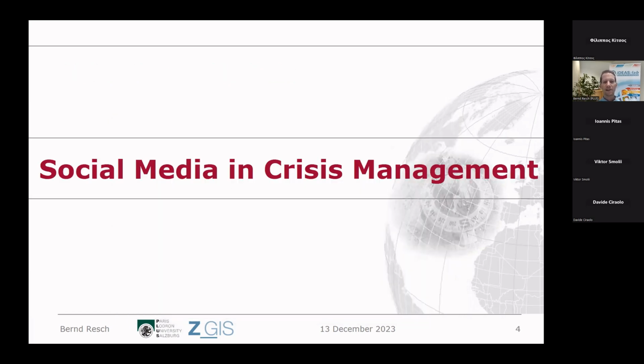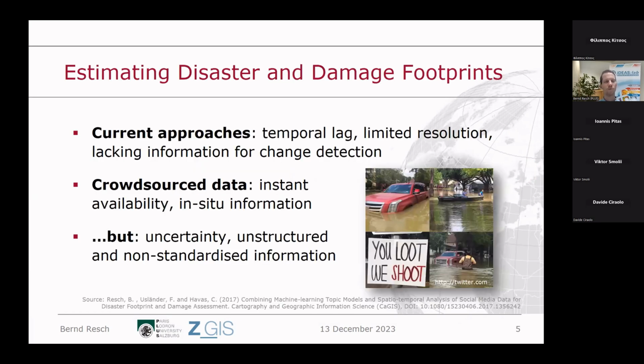So let me go a little bit into the methodology of what we're doing. Social media and crisis management. This was a few years ago when the European Commission asked us, look, we have a very good system that's working well, which is the EMS, the Emergency Management System, which is hosted by the European Commission. Now, the problem is this system works exclusively with remote sensing data, meaning satellite imagery.